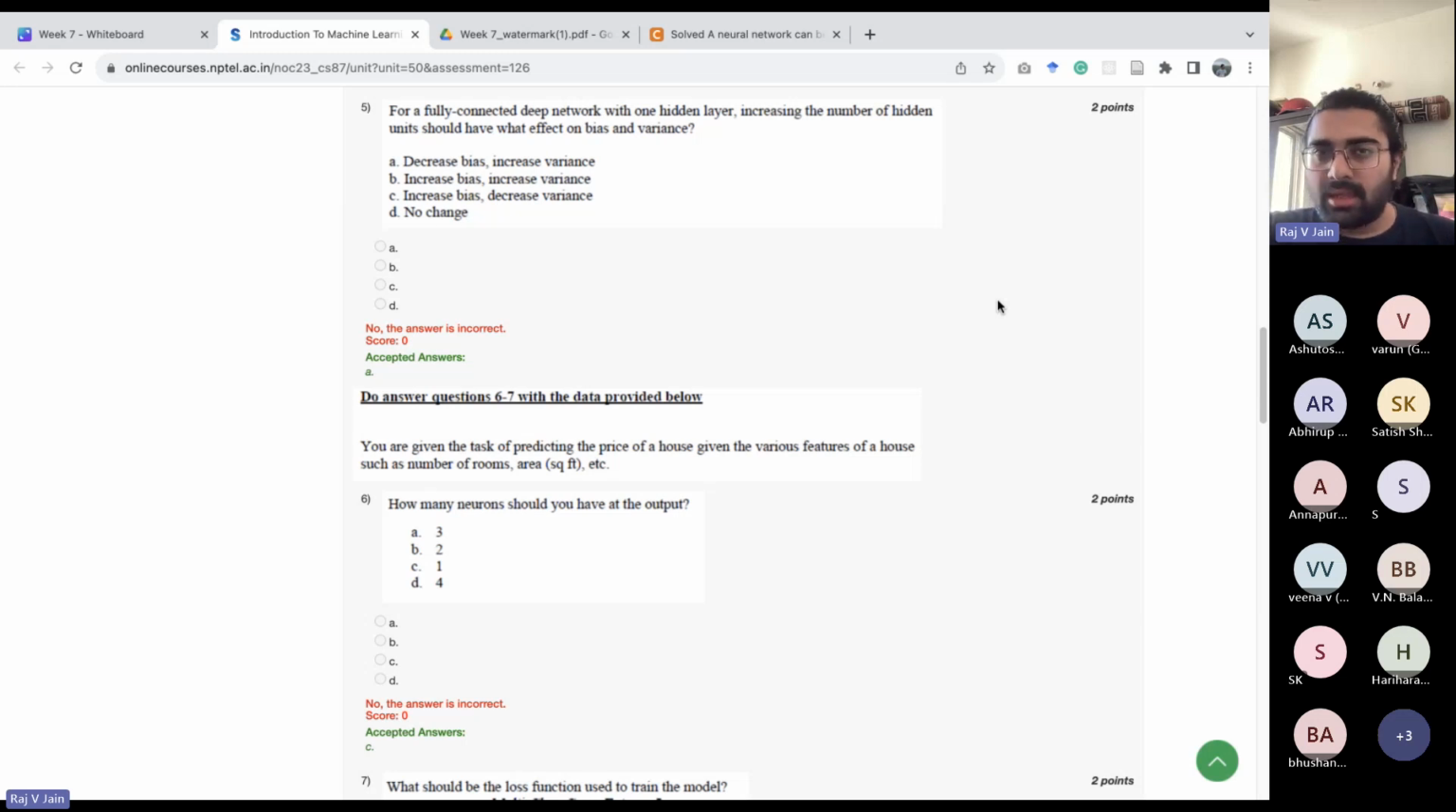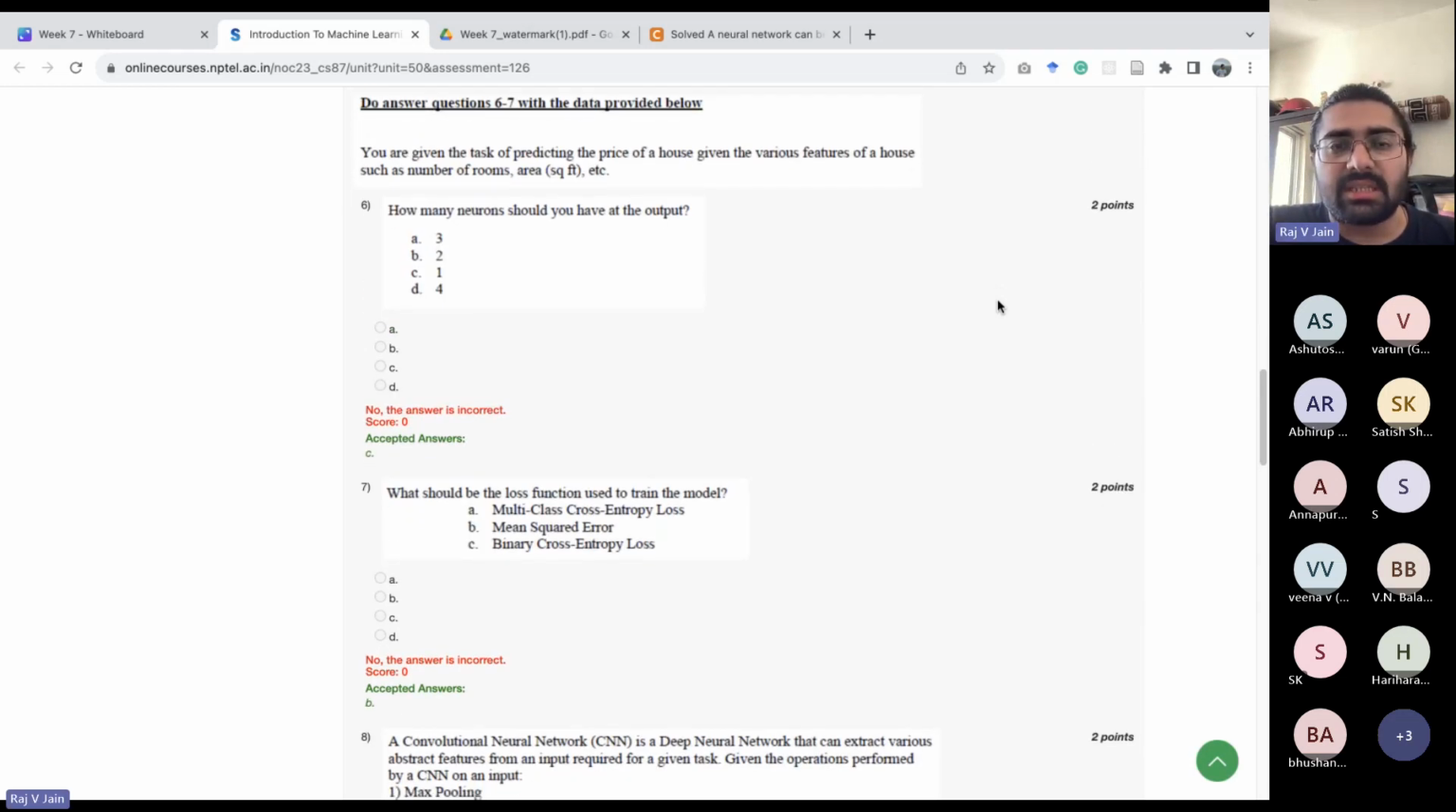So under the fairly reasonable assumption that everything else is the same, if I increase the number of hidden units, what will be the effect on bias and variance? That's the assumption to be made. Is that clear? Yes. Okay.